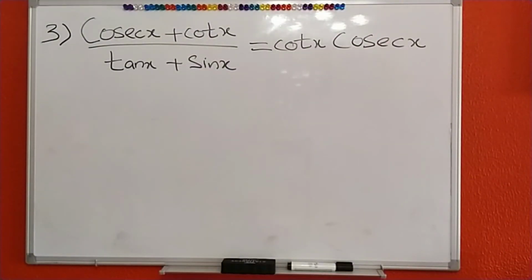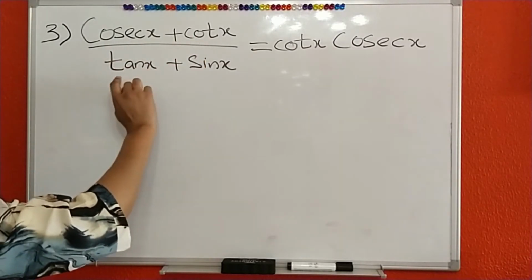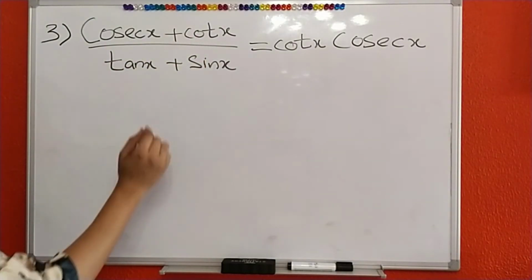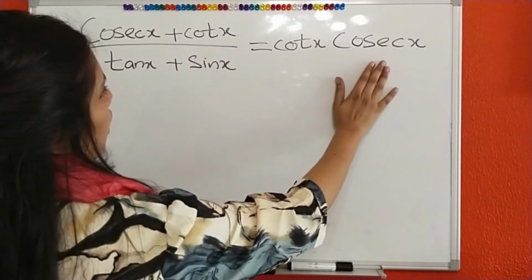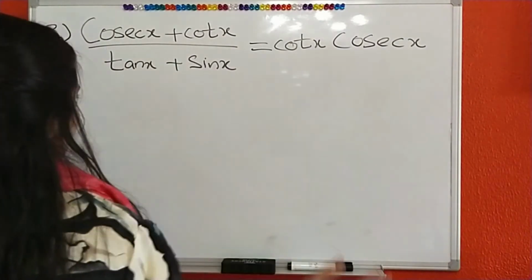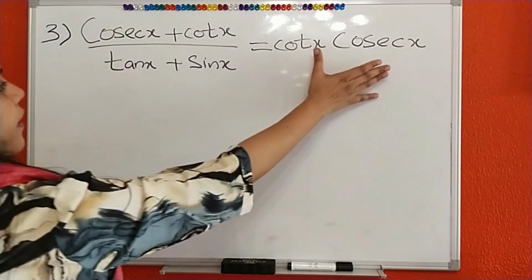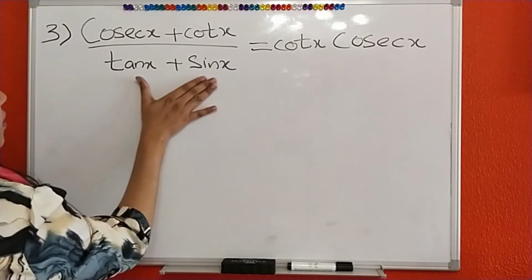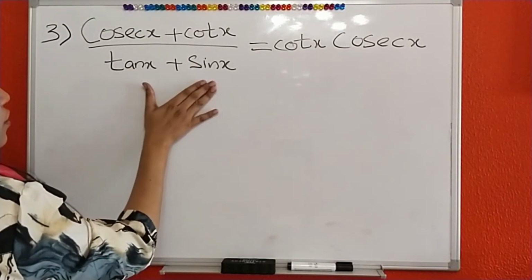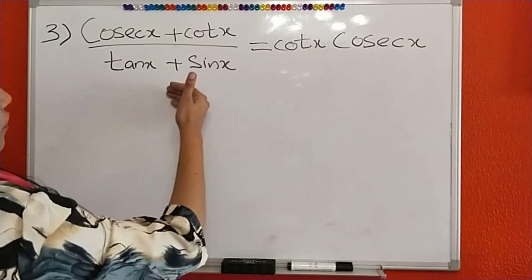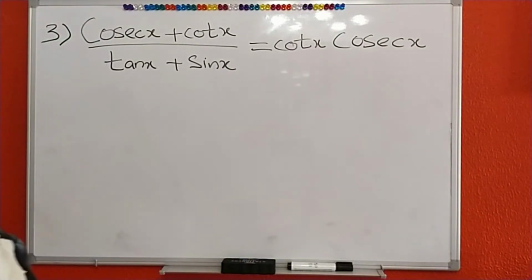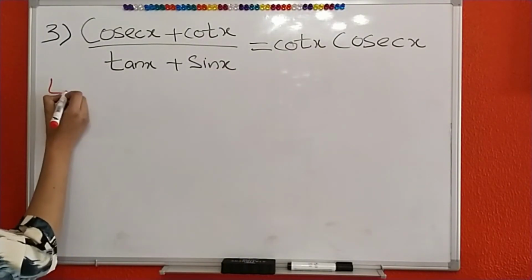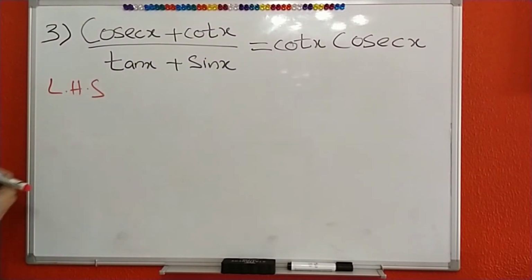Now students, I have a question here. Cosec x plus cot x over tan x plus sin x is equal to cot x multiplied by cosec x. You can see this side is very easy and this side is complex, so I am going to convert this side into the right hand side. I am taking the left hand side.